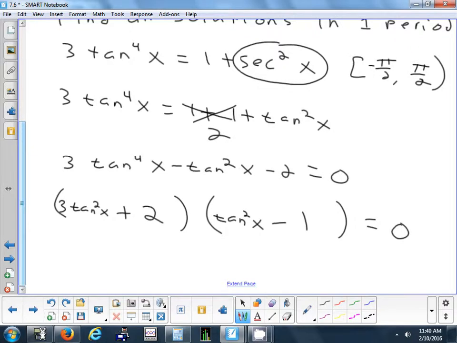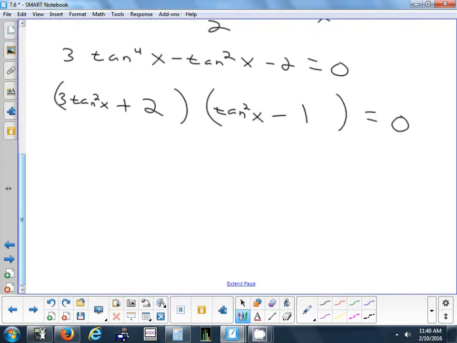All right, what do we do with each one of those factors? Set them equal to 0. Yep, so we get tan squared x equals negative 2 over 3. I did the minus 2 and divide by 3. And what about over here? It just equals 1.